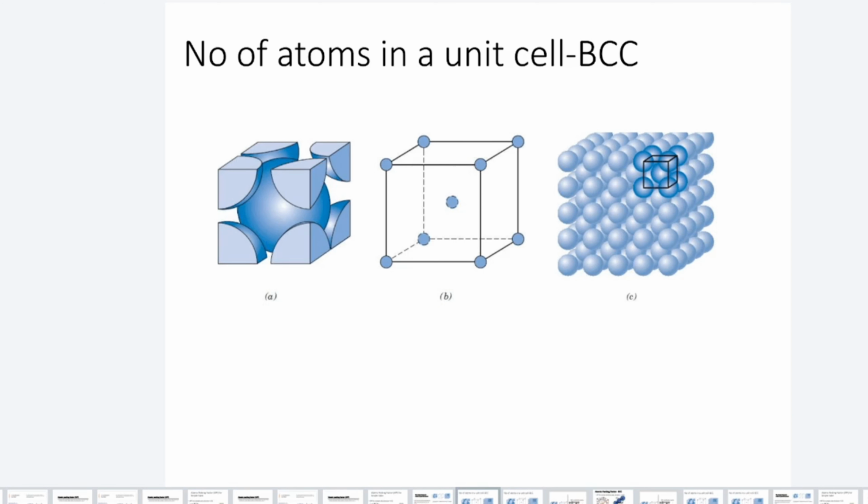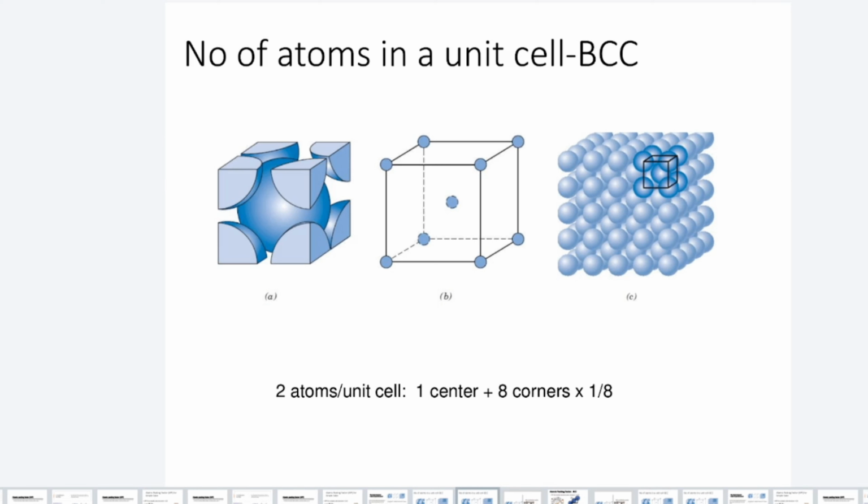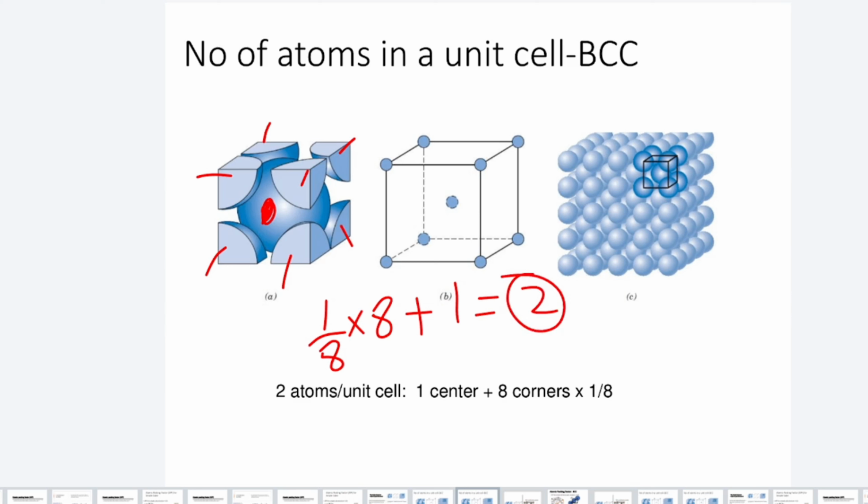So the number of atoms in the unit cell of BCC. Now, can you tell me how many atoms are there? 2 atoms are there. Very good. So how are 2 atoms there? Same way, we have 1 over 8 of all these corners. So 1 over 8 multiplied by 8 plus this big atom, which is a complete atom, so plus 1, which is equal to 2. So in the body center cube, we have 2 complete spheres. This is the number of atoms.